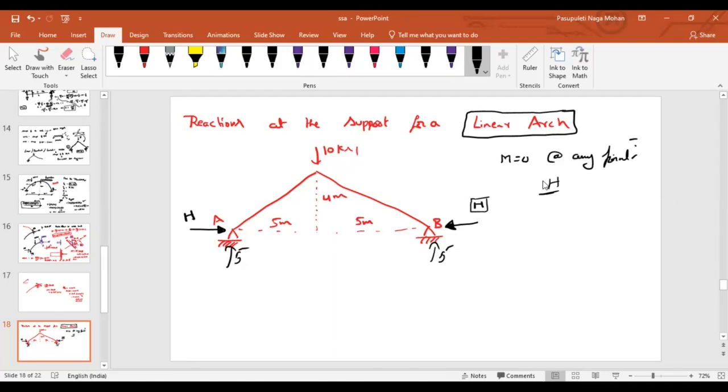So in the question you can understand that if there is a simply supported beam subjected to point load, what will be your bending moment diagram? Linear. Triangle shape is also linear. You can think that the simply supported bending moment and the arch shape are equivalent. So the bending moment is equal to 0 at any point. Based on this logic, you can take it at any point, and then you will get the horizontal thrust as 25.